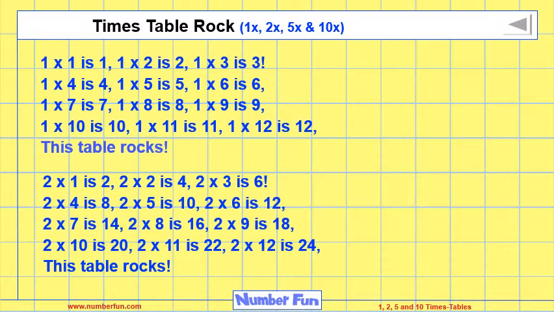Two times 1 is 2, 2 times 2 is 4, 2 times 3 is 6, 2 times 4 is 8, 2 times 5 is 10, 2 times 6 is 12, 2 times 7 is 14, 2 times 8 is 16, 2 times 9 is 18, 2 times 10 is 20, 2 times 11 is 22, 2 times 12 is 24. This table rocks.